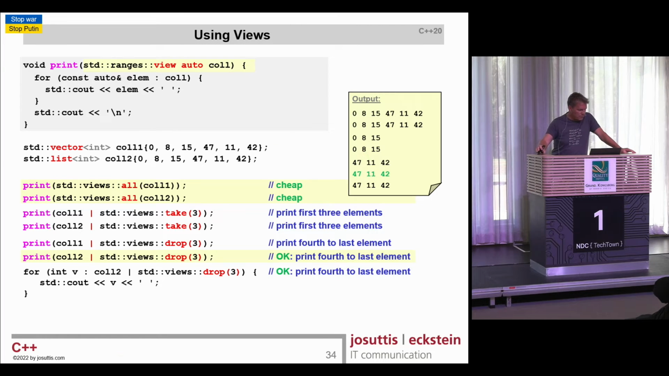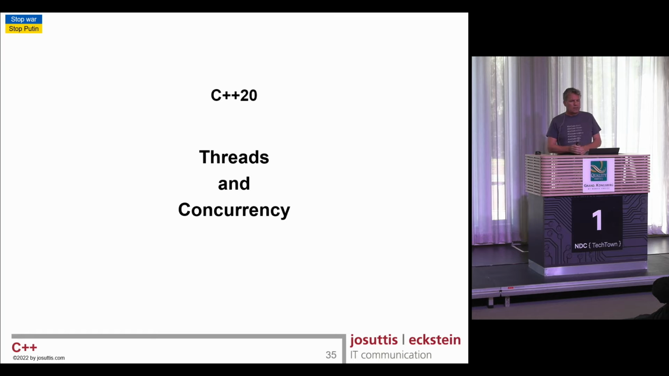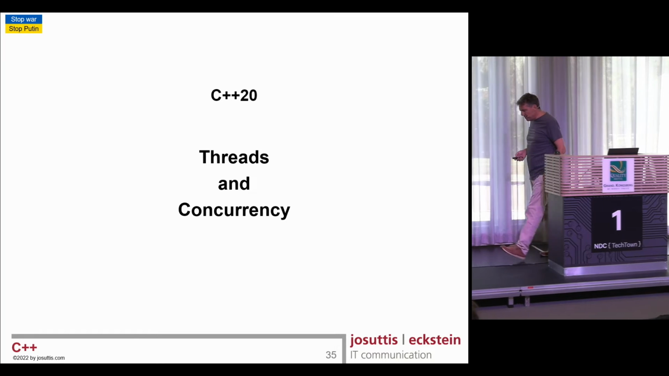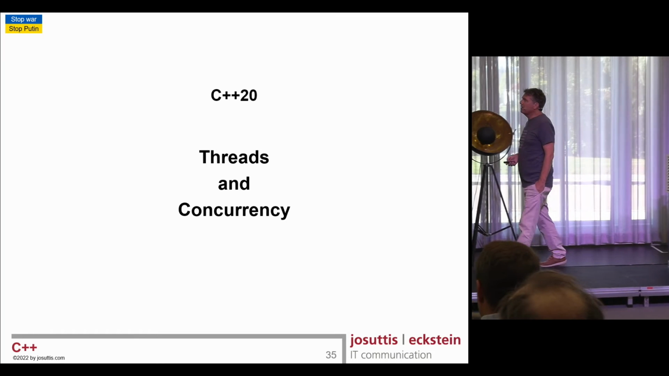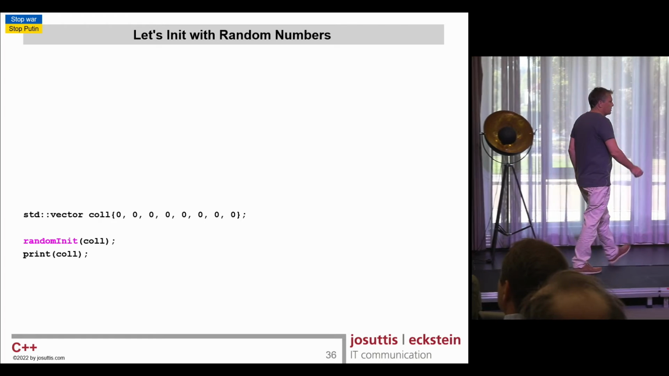Let's talk about threads, multi-threading, a different topic. So this was one example. We come back. Let's randomly initialize some values that are in a vector. So let's write this function.